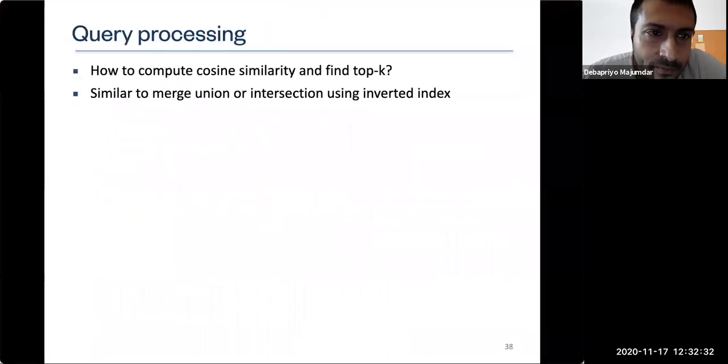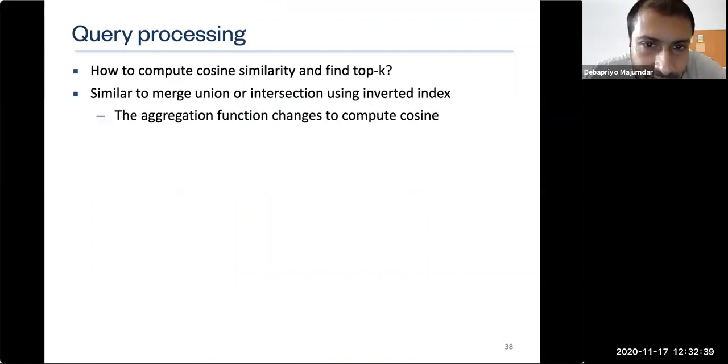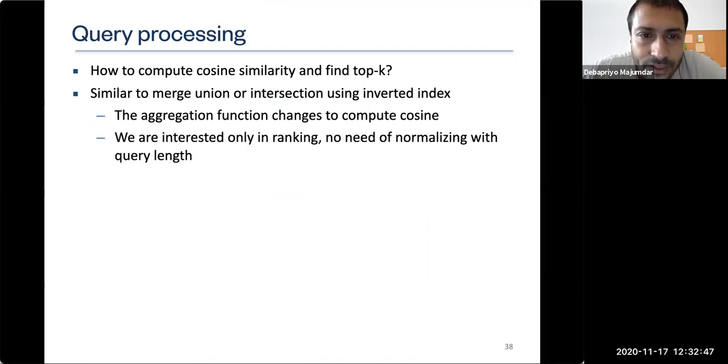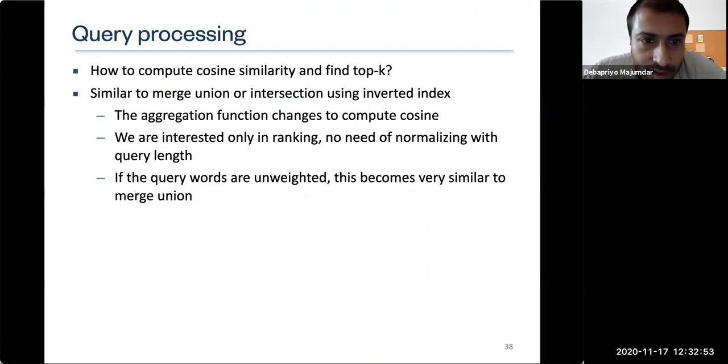So similar to merge union or intersection, you can simply do that, except that for the aggregation function, you cannot simply sum the score. You have to sum the score and then divide by the norm of the document. But since we are interested only in ranking, there is no need to normalize with the query length, right? So Q norm is not required. If the query words are unweighted, this becomes very similar to our merge union.